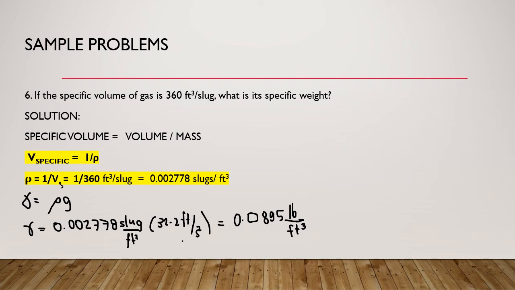So, we have gamma. Dito naman tayo sa specific weight. Tinatanong sa atin, what is the specific weight? Gamma is equal to rho times g. Alam na natin yung rho. Direct substitute it here, and then we will find the unit weight to be 0.0895 pounds per cubic feet. So ito po yung sagot.